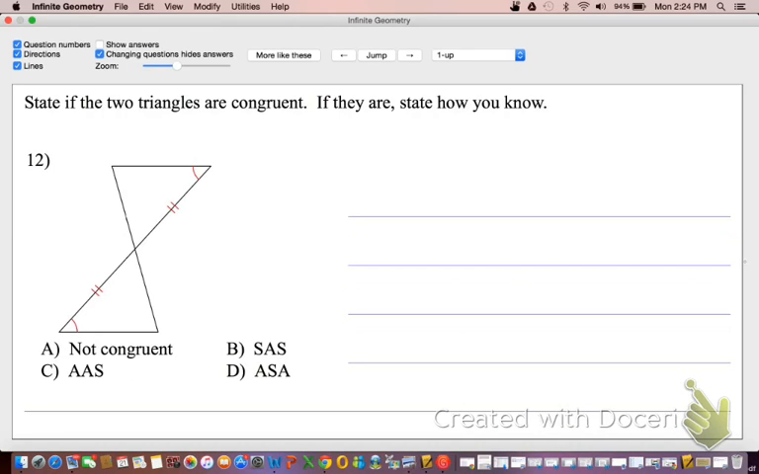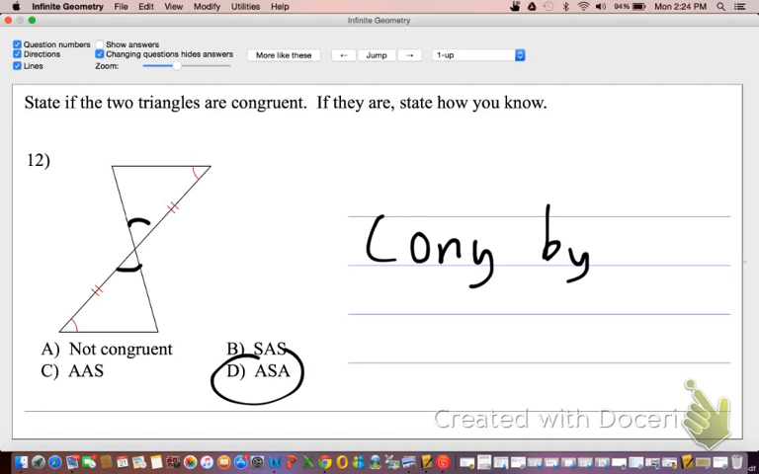Okay, here, again, remember that those X angles are always equal, so this is equal to that. Angle, side, angle. Angle, side, angle. Congruent by ASA.